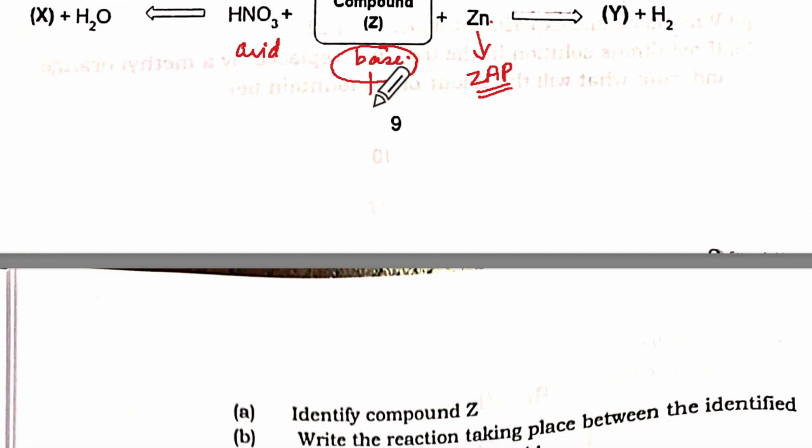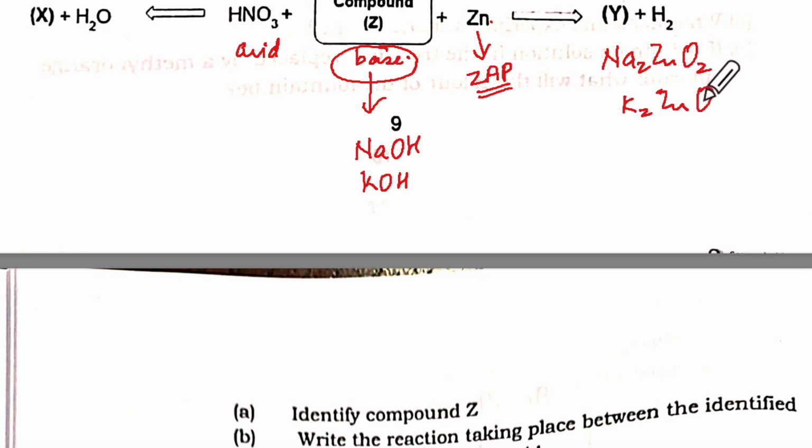Understood? So this will be either my NaOH or it will be KOH, because if it is reacting with zinc, this will give me Na2ZnO2 or K2ZnO2. Are you understanding? Yes, ma'am. Okay, so please write this. These are the thinking steps over there.